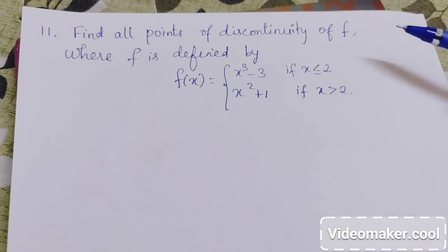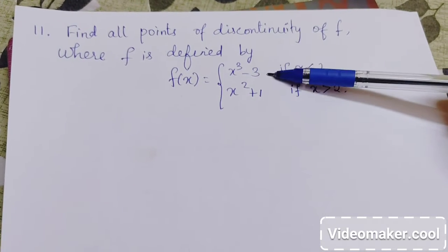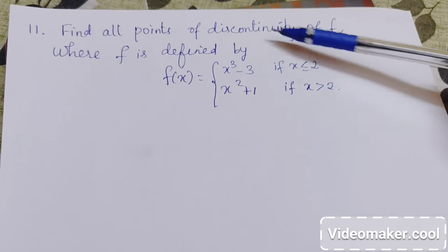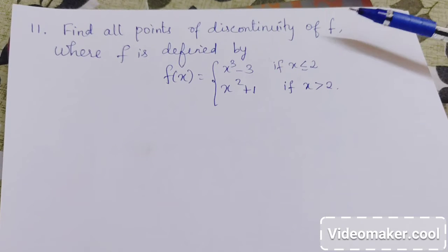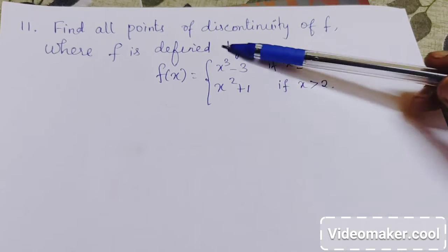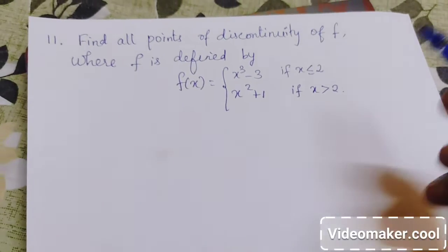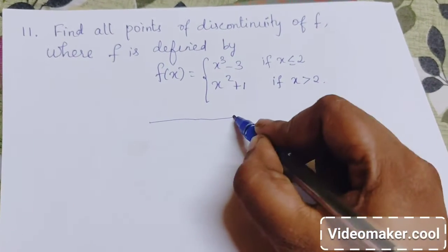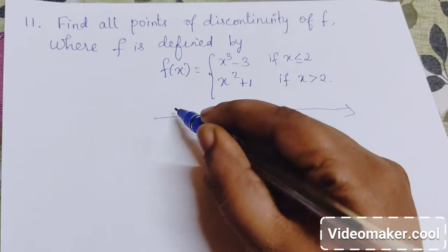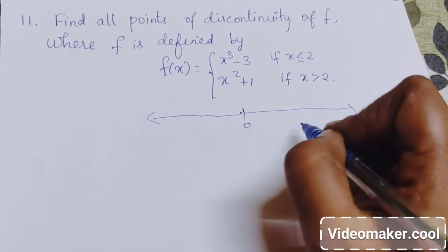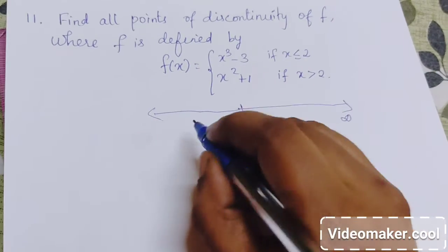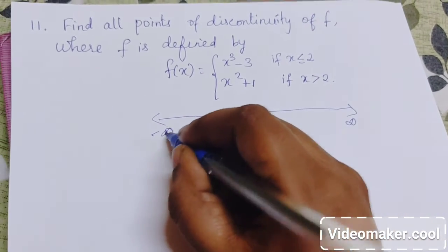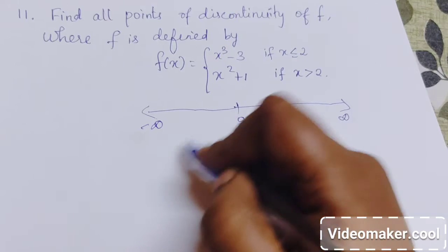Now we will discuss problem number 11. Here again they are asking for the points of discontinuity of f of x, where f of x has been defined like this. Now to know the domain of the function, we will draw a real line, going up to infinity on the right hand side and on the left hand side, going on and on.